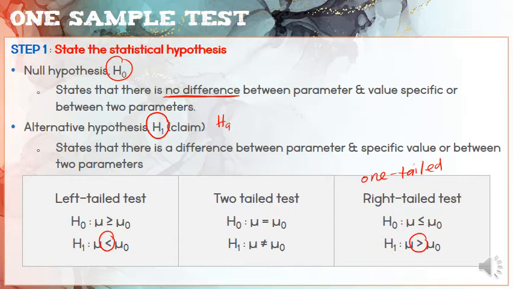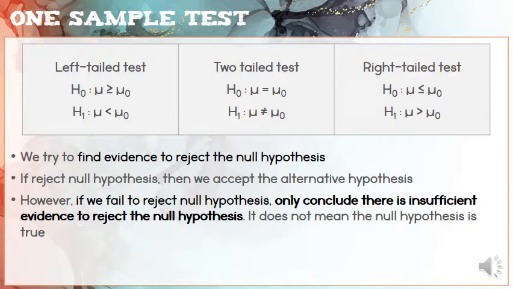Dalam soalan, bila dia bagi, awak kena identify claim ini one-sided ke ataupun two-sided. Because nanti, the way we are going to test the hypothesis berbeza bergantung kepada dia one-tail or two-tail. So, we try to find evidence, okay, to reject the null hypothesis. Bila kita buat hypothesis testing, apa yang kita cuba buat adalah kita cuba nak reject the null hypothesis. Okay, kita cuba cari evidence untuk reject the null hypothesis.